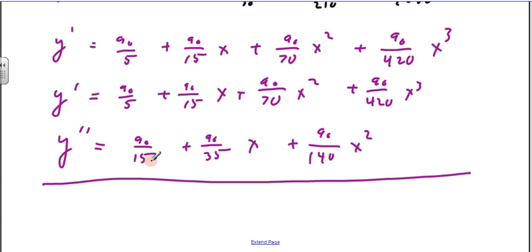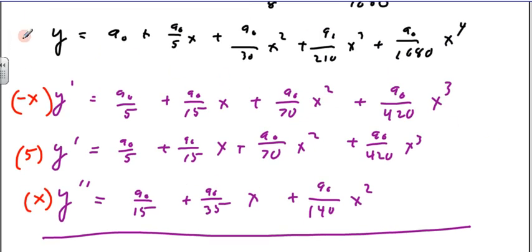Okay, back to the original problem. We need x of those. We need 5 of those. We need minus x of those. And we might need minus of the original guy.